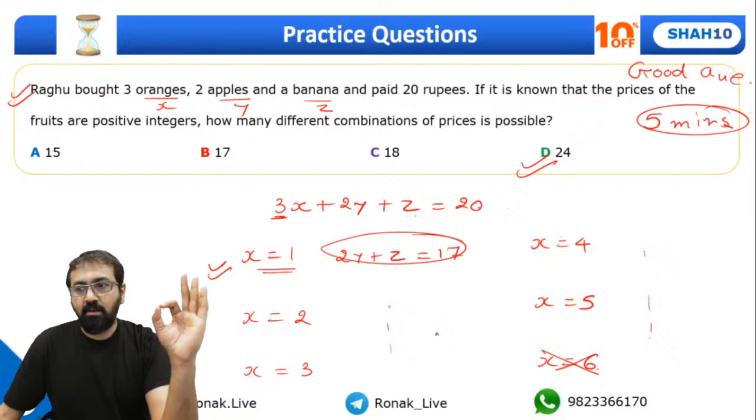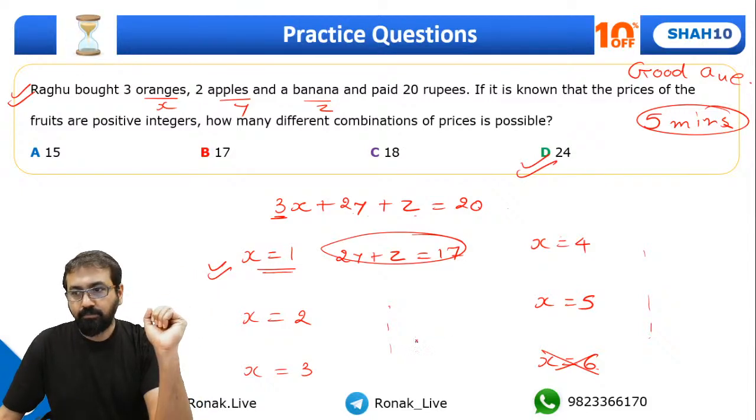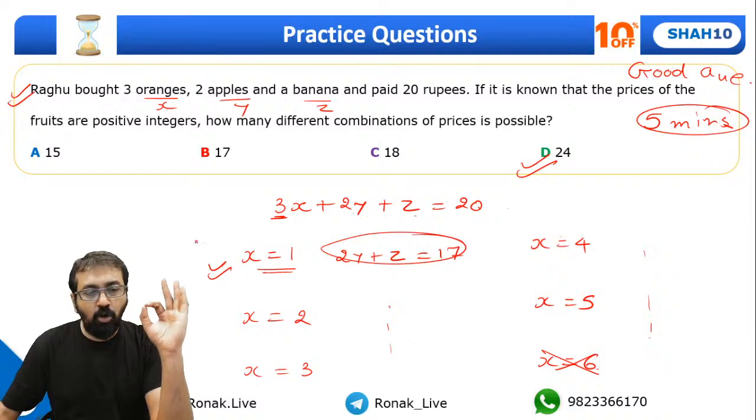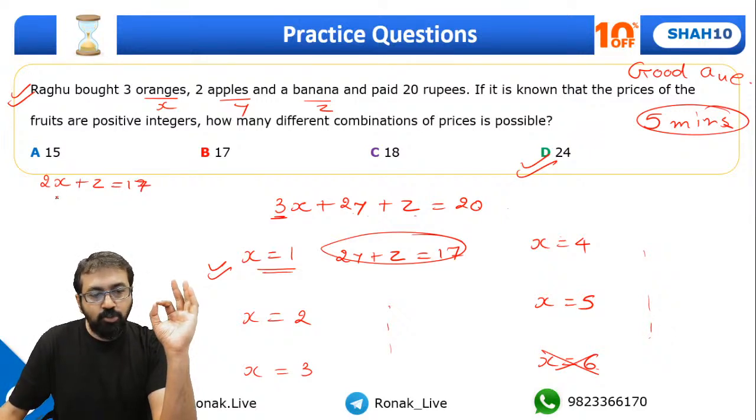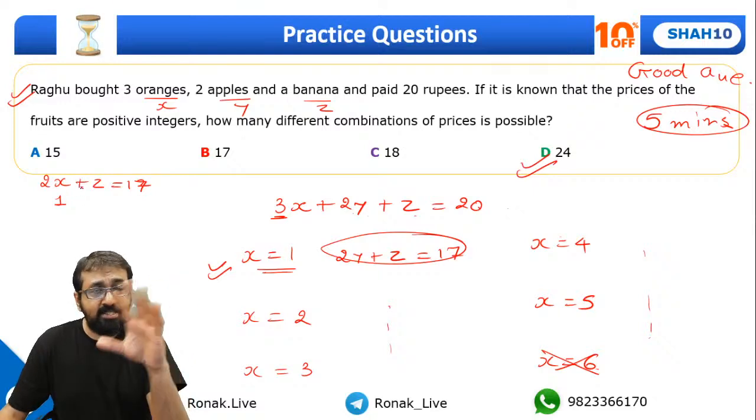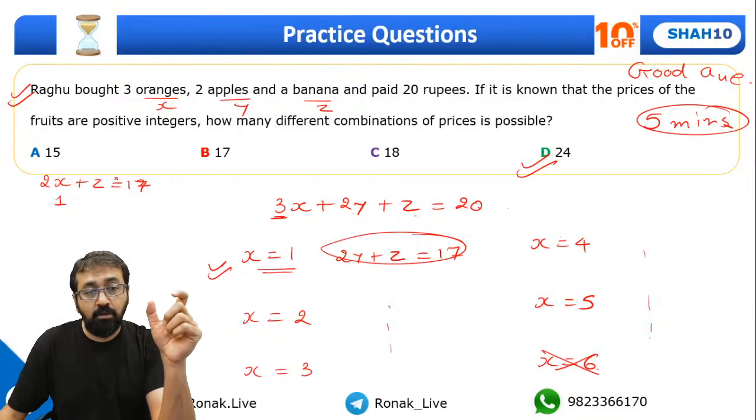Guys, are you all there? Okay. So you don't need to solve it completely. There will always be a pattern. See, please understand. When I say 2Y plus Z equal to 17, what values of Y can I take? I can't take Y and Z as 0, they are the prices of apple and banana respectively, which are non-zero.